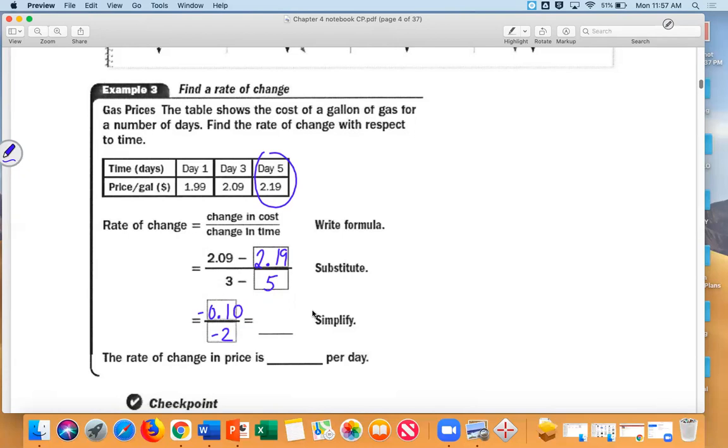No, think about it. You have a dime. What's half of a dime? 25. Close. 5 cents. So Louis, what this says is it's 0.05, which is a nickel per day. So the rate of change in price is 5 cents per day. So that's what gas is changing for this, 5 cents per day. And it's positive, so that means it's going up. All right.